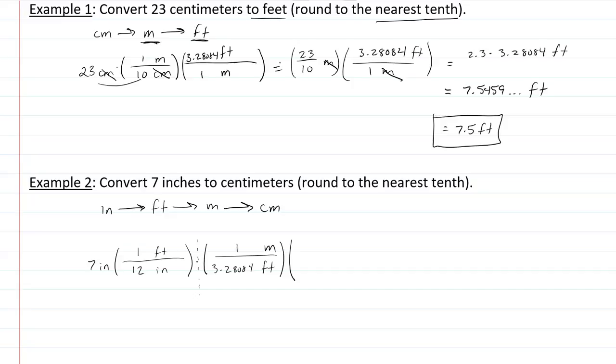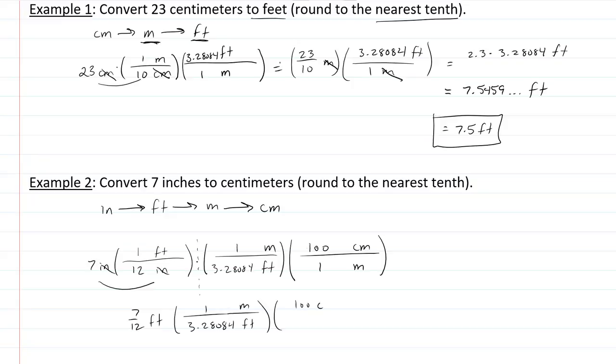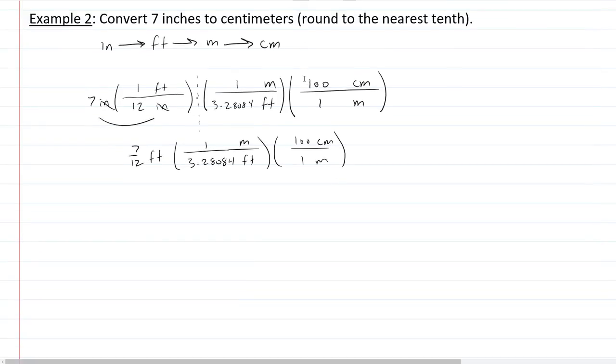And then finally, we want to convert from meters to centimeters. And there's 100 centimeters for every meter. That's our final conversion. So, working this out, we do the first multiplication, cancel the inches, so we're left with 7 over 12 feet over 3.28084 feet in meters. And we have 100 centimeters over 1 meter. Those stay the same.